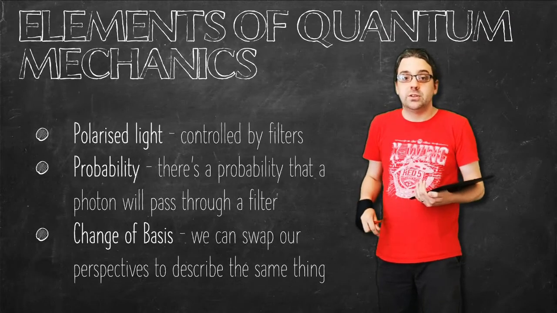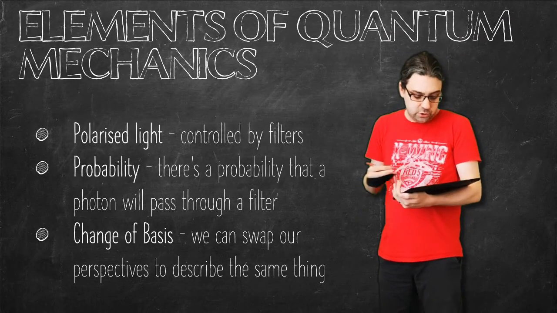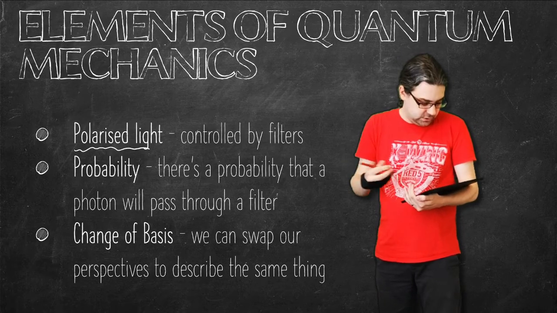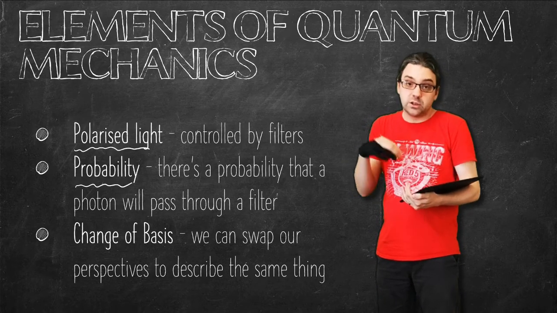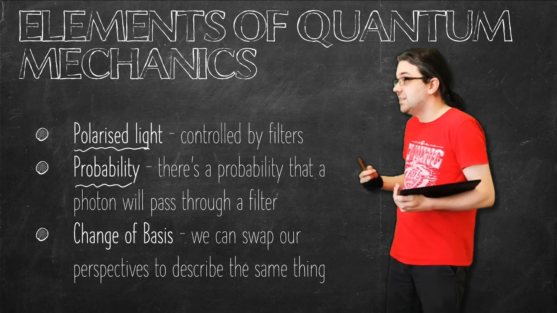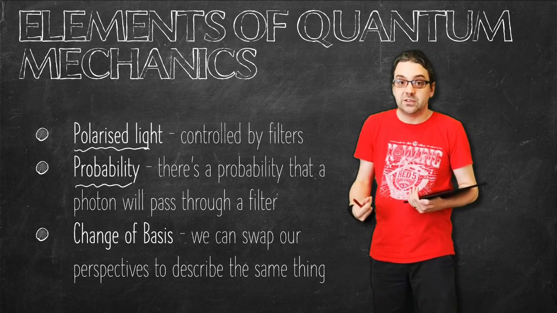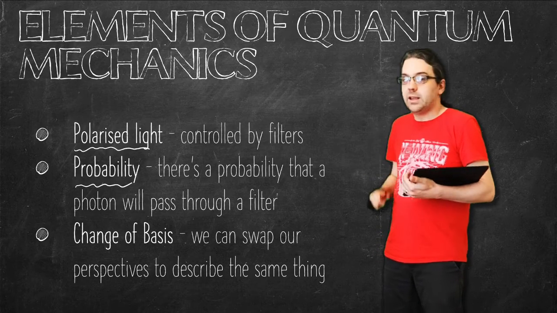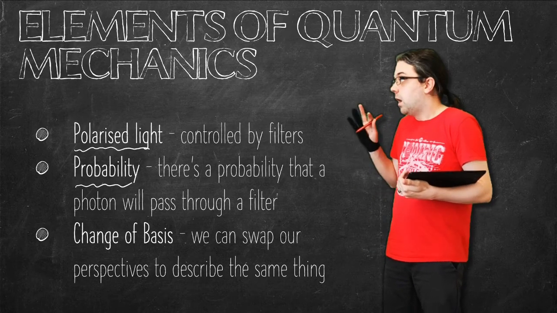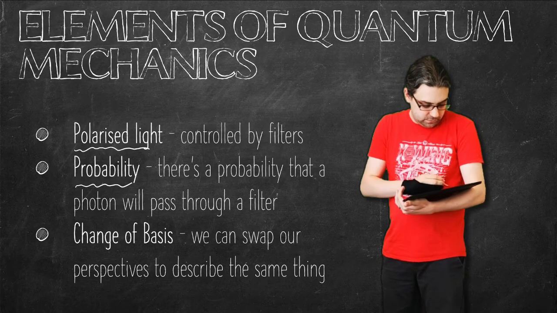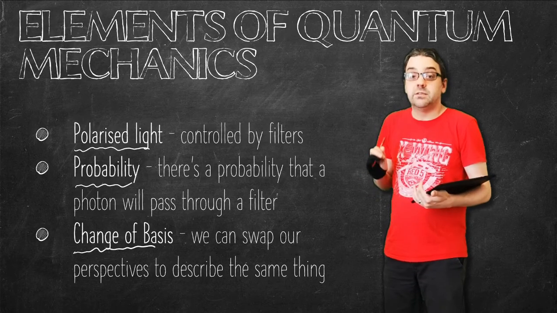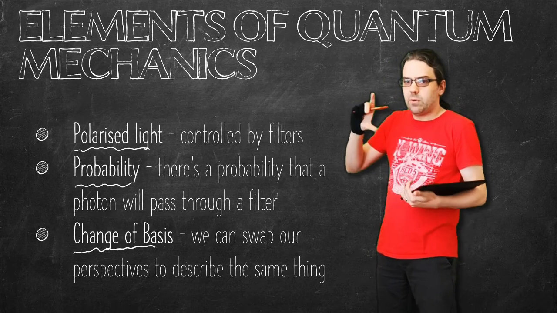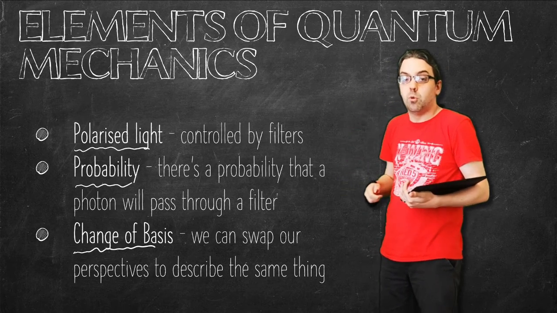So that brings us to the end of this second lecture. We are doing polarized light, so we can talk about filters. There's also linking it to probability. There is a probability that a photon will pass through a filter. It's not just a case of waves truncating to wherever they need to be. It is a yes/no question. And then we briefly covered the idea of a change of basis. We can angle our basis vectors around a little bit to make the maths more convenient.